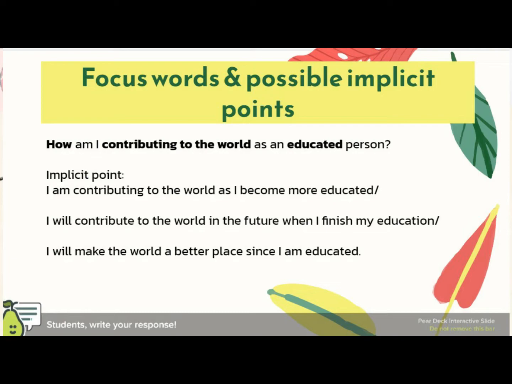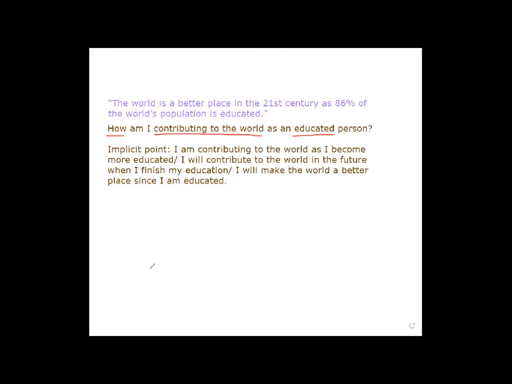Here are the words that you might want to focus on: how, contributing to the world, educated. Implicit point: I am contributing to the world as I become more educated. Or I will contribute to the world in the future when I finish my education. Or I will make the world a better place since I am educated. You have 2 minutes to think of using any of these points with its evaluation. Pause the video and play again when you are ready to answer.